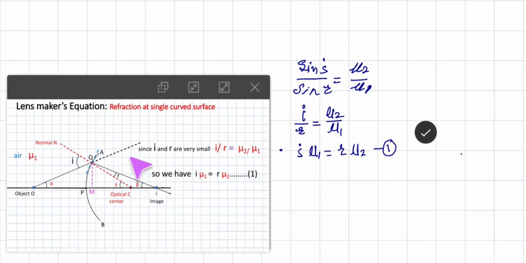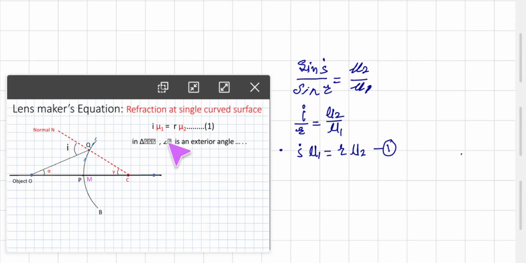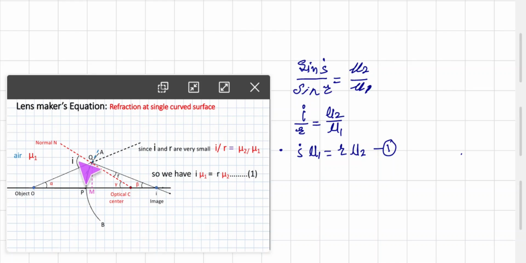So note that we must know Snell's law and we should know the relation between I and R. From this we got this relation. Now here we have got this equation, I mu 1 is equal to R mu 2. Now we need to find the value of I and R from the figure. Here it is the angle of incidence, here it is the angle of refraction. So we know that there are alpha, gamma and beta. Now we are trying to find the value of angle I.